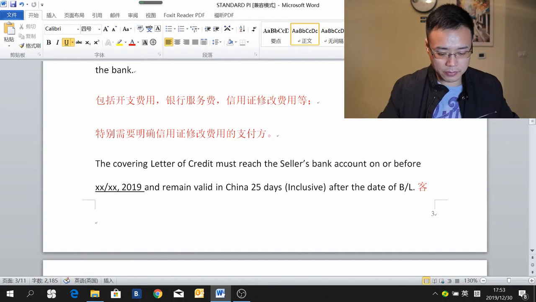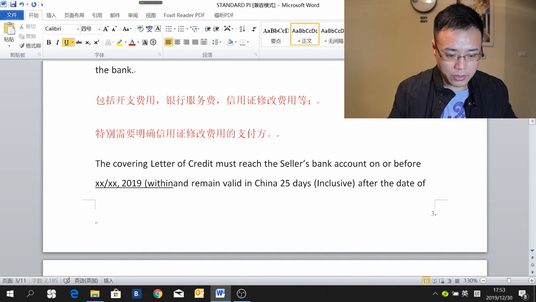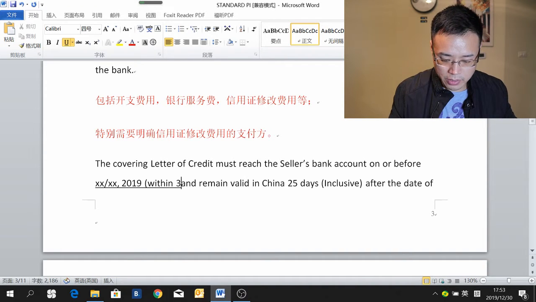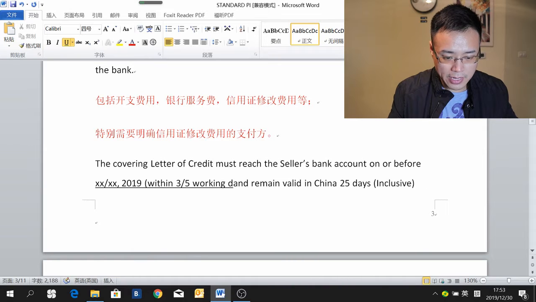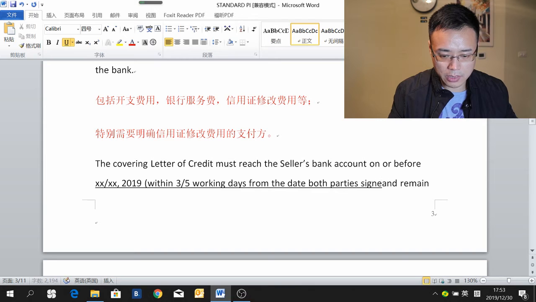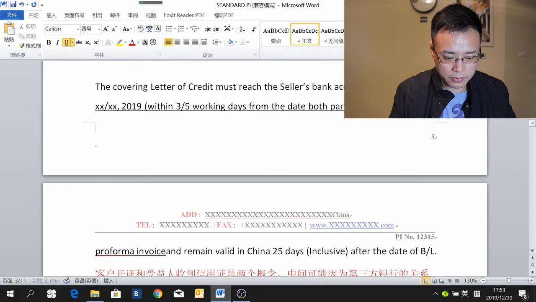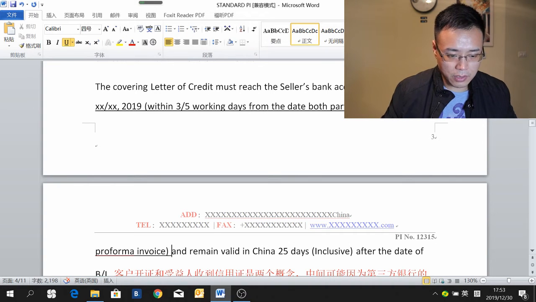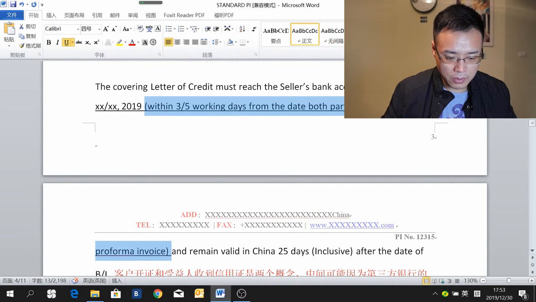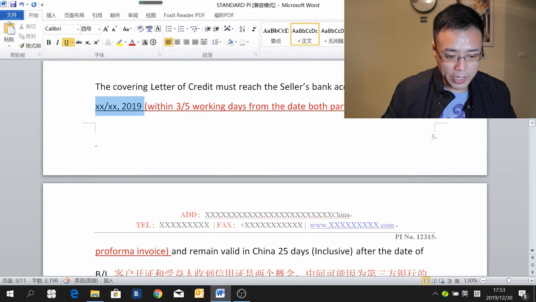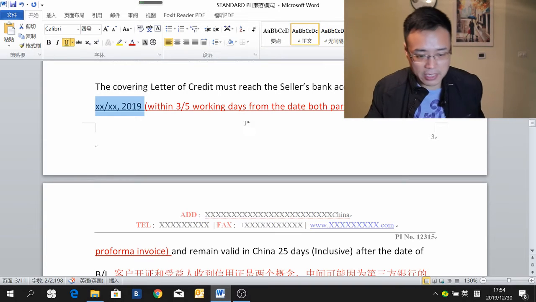Okay, I'll write it here for you. Within 3 or 5 working days from the date both parties signed this pro forma invoice. This is another way to give a time limit in order to issue LC. But normally I use this way to put a particular date. That's clear. That's very clear.